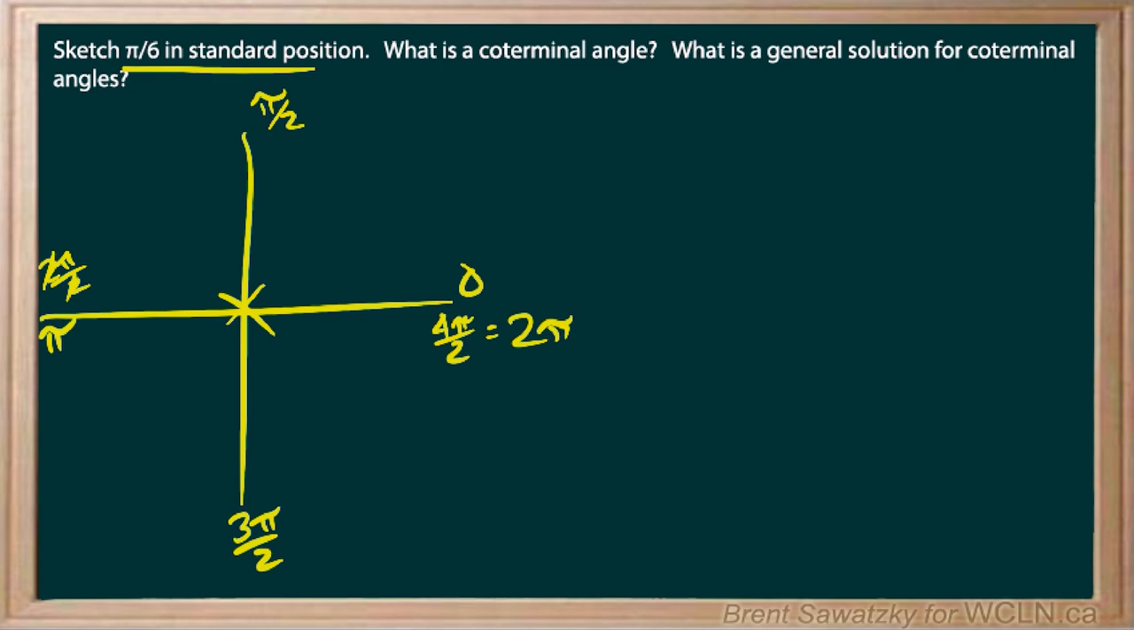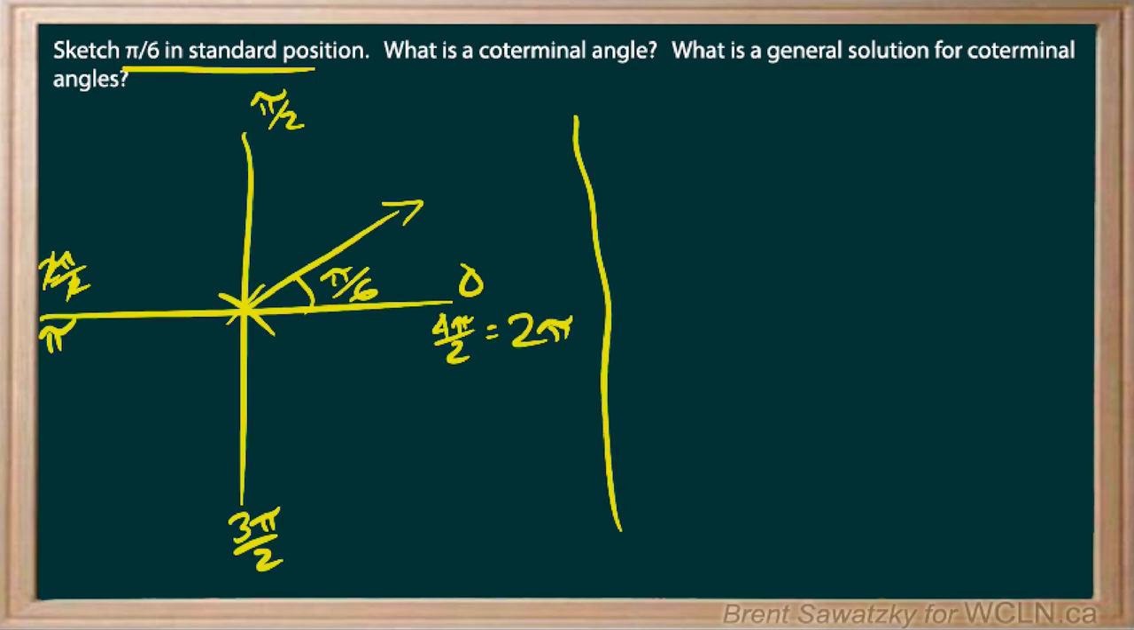All right, so let's draw in our pi over 6. We know that pi over 6 is between 0 and pi over 2, and in fact, it's a little less than pi over 4. So we can draw our arm right there and mark it in as pi over 6. And there we go. All right, let's head into the second part of this.